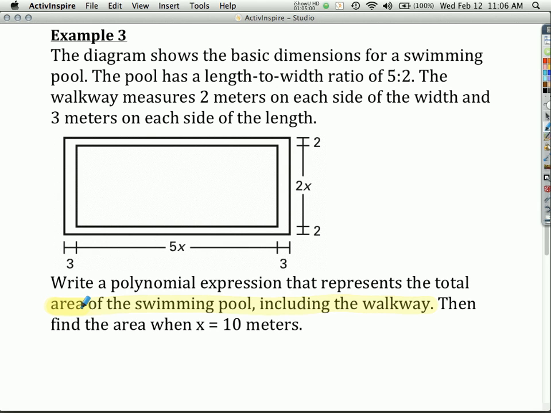Only 4 people in my super high advanced class? Oh, a whole bunch of people. Okay. Jada? Base times height. Length times width. One side times the other side. However you want to say it, it doesn't really matter.